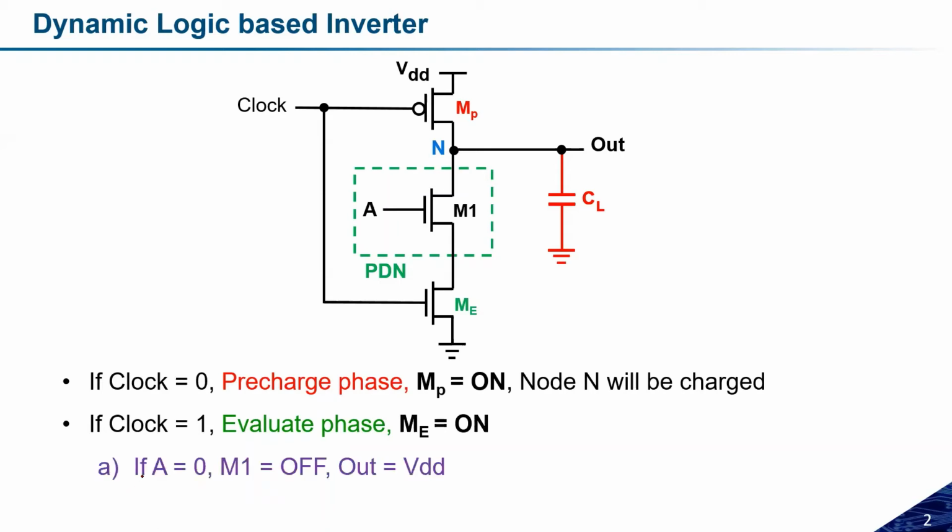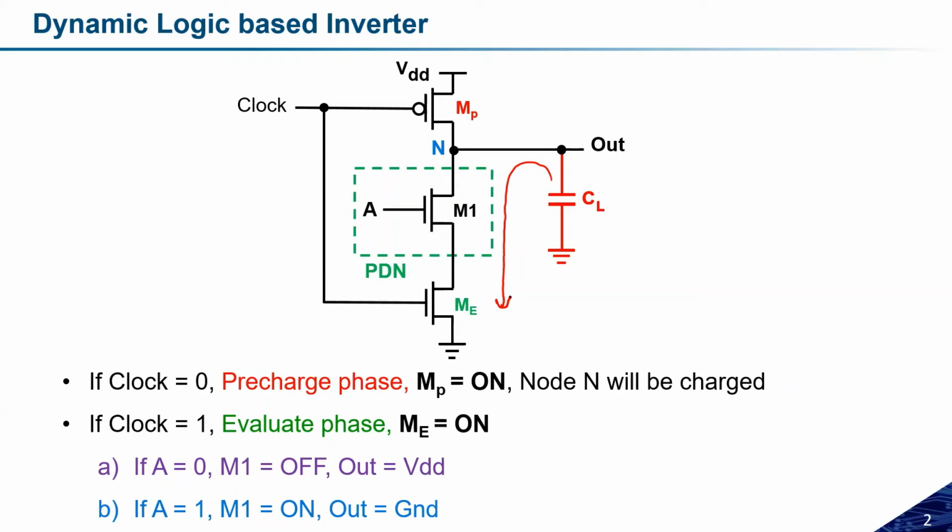One case is if A is equal to 0, in that case M1 is in off state, so the output will remain the same. There is no change, so the output will be VDD. Similarly, if A is equal to 1, then M1 will be in on state, ME is already in on state, so the output will become ground, because this capacitor CL will be discharged through these two transistors.